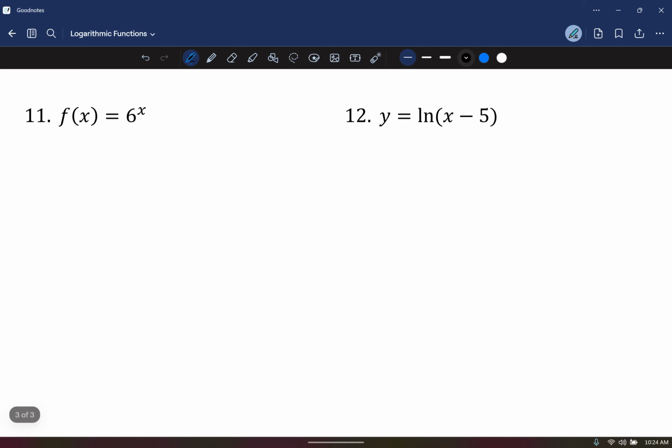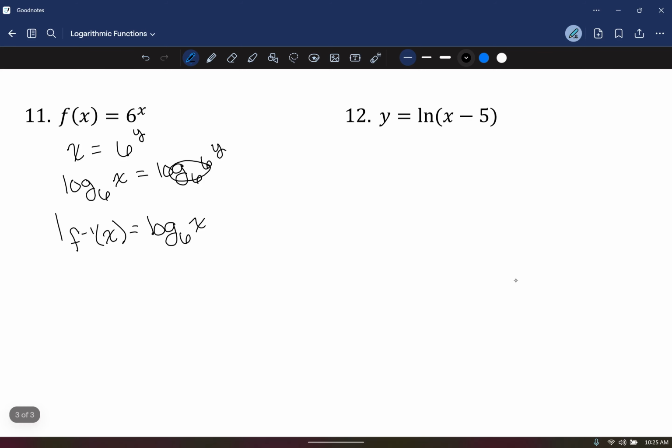All right, number 11, switch your x and y. Again, I don't have a log, which implies I'm going to be using a log since y is in the exponent. So I need a log with a base of 6. So log base 6 of x equals log base 6 of 6 to the y. The log base 6 of 6 cancels. Y is by itself. So we have f inverse of x is equal to log base 6 of x.